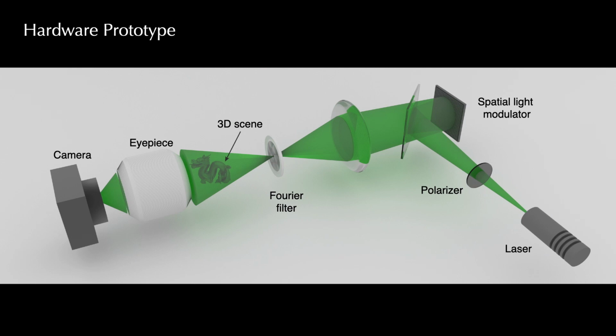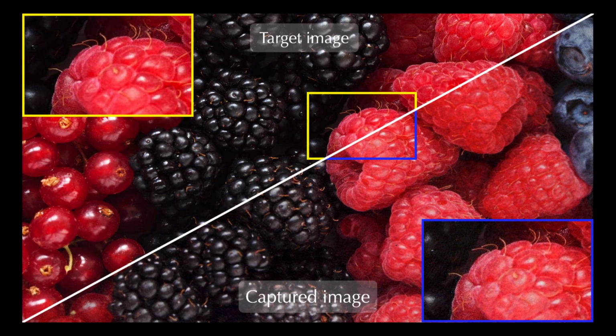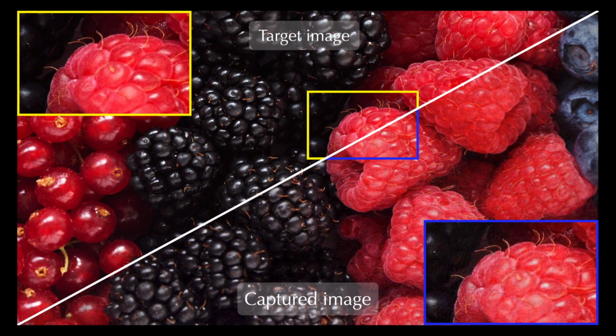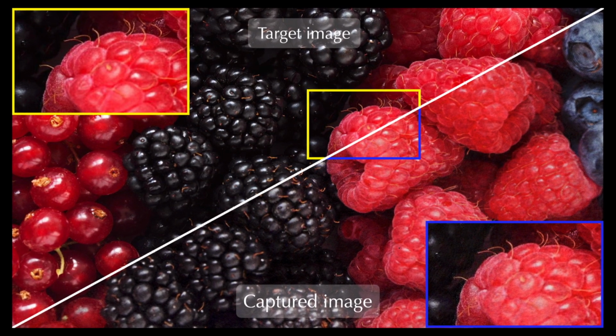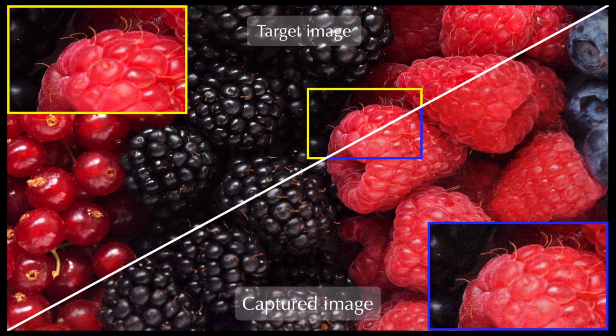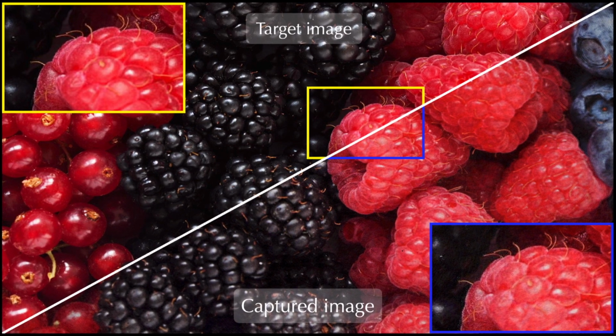We build a simple benchtop holographic projector to validate the CNN predicted holograms. Here, the polarized laser beam is directed to the SLM by a half mirror, and the 3D image is filtered in the Fourier space and imaged by a camera. Here we show a target image and a photograph of the display side by side. Our approach allows for the creation of high-resolution, speckle-free, full-color holograms with high image fidelity.